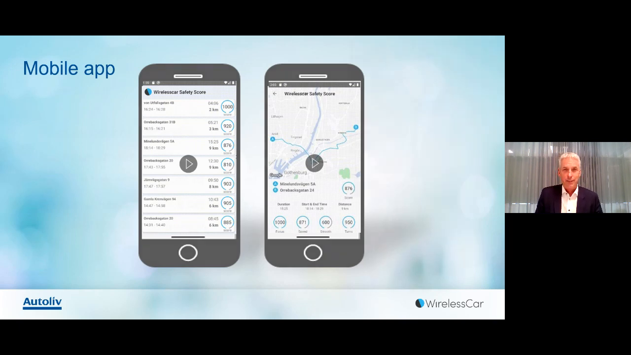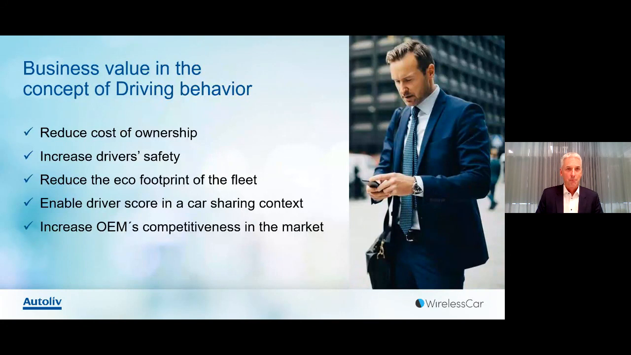Moving to the next slide. Starting to summarize the business value of the concept of driving behavior. I think we have discussed most of this, but just to repeat, what we do is we reduce cost of ownership, we increase the driver's safety, we reduce the eco footprint of the fleet, and we enable driver score in the car sharing context. I mentioned car rental companies, but it could be other mobility providers, of course. And overall, we also increase the OEM's competitiveness in the market.